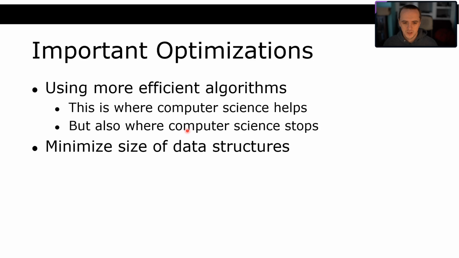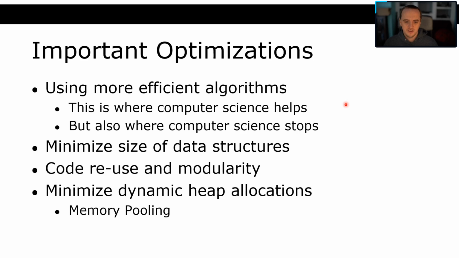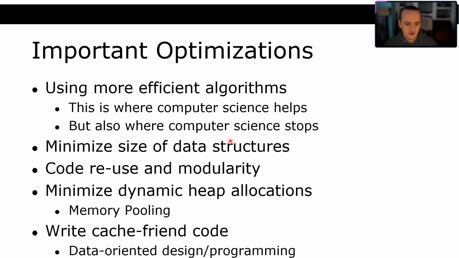So here's one thing you can do. Minimizing the size of data structures, and I'll go into some examples of that. There's code reuse and modularity. There's minimizing dynamic heap allocations, and we'll talk about this and how we implement this via memory pooling. And also writing cache-friendly code. So we can do data-oriented design and programming in order to help us with this. And so computer science really only teaches you this first one, right? Maybe a bit of the second one. But in terms of real-world practical applications, these last two can save you as much or even more time as the first two. Okay.